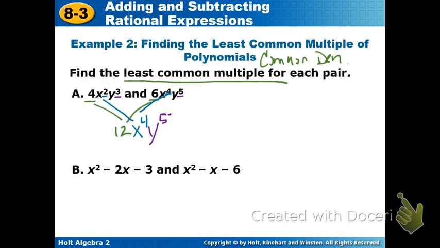So essentially, what did we do? We split them all up. We used our 4 and our 6 to get the 12. We had an x squared and an x to the fourth, so we have to take the highest power here. And then we had y cubed, y fifth, and we took that highest power there. So this then would be considered your common denominator for these two. You would think of these as denominators, and this would represent them both. Okay? All right, let's look at B.